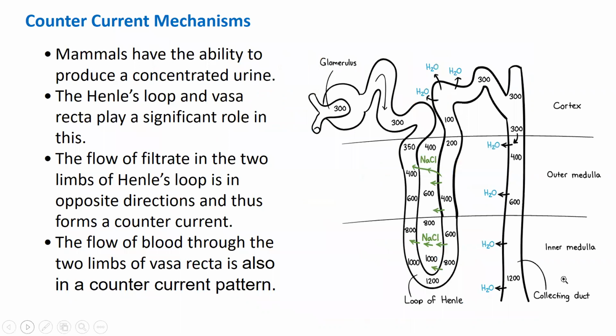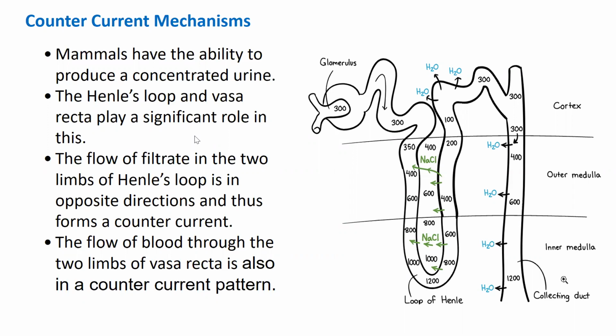What we will do, we will try to understand what is the counter current mechanism. I told you the very basic objective. Yes, sir. The basic objective is to make the urine concentrated, right? And we know that concentrated urine is present in all mammals, right? And it is the loop of Henle and vasa recta.